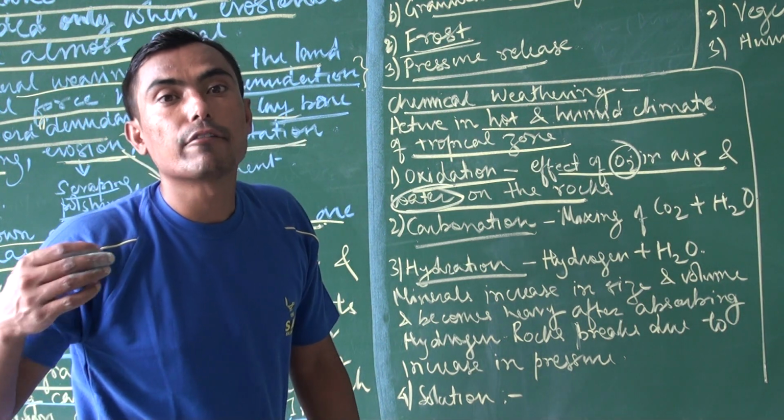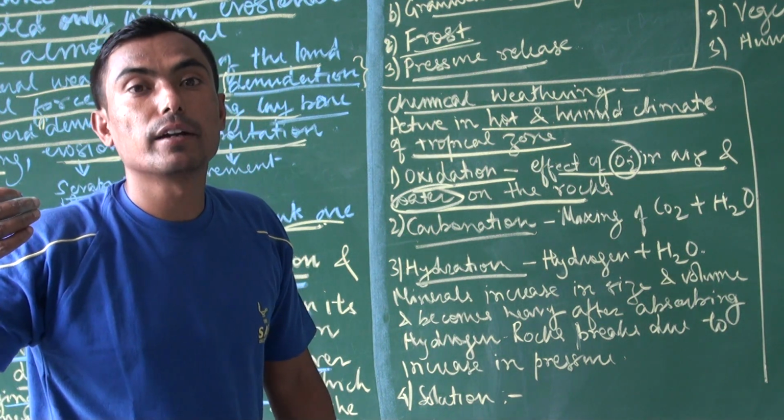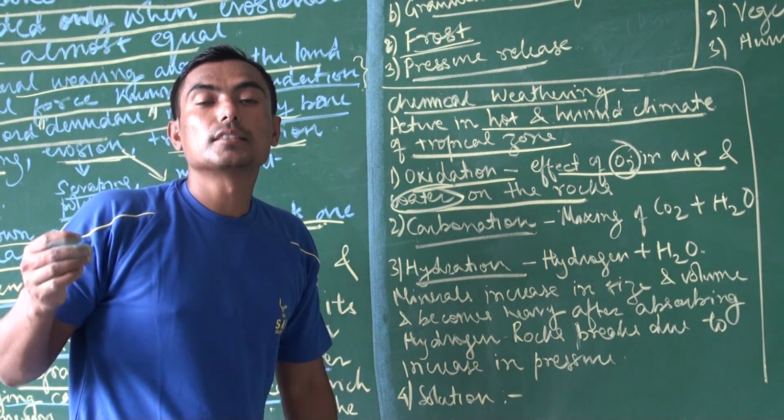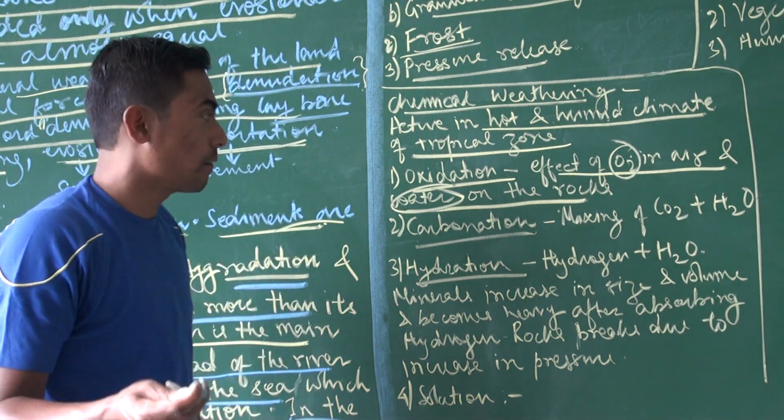And the color may vary. If it has a larger amount of iron compounds, it becomes very red in color. If it has less iron compounds, sometimes it looks grey, sometimes it looks purple.